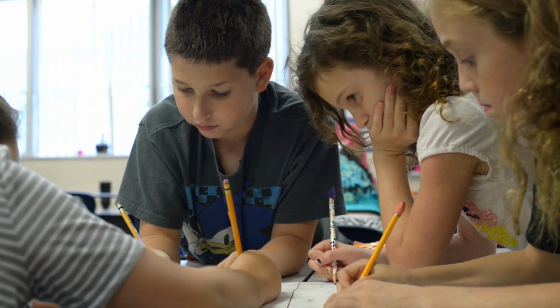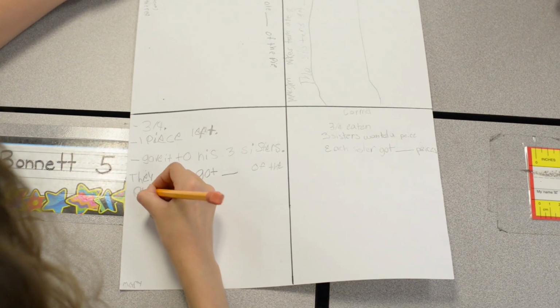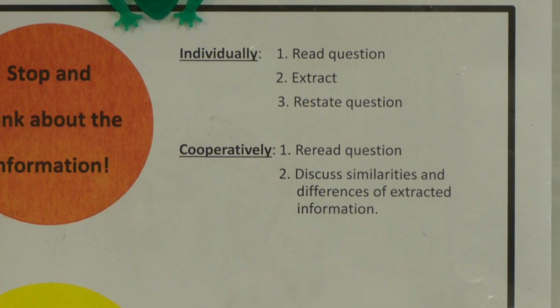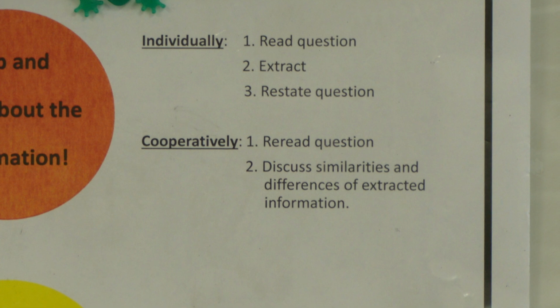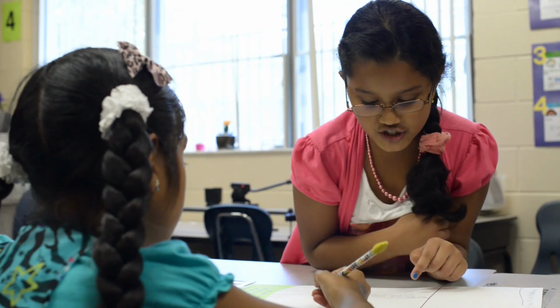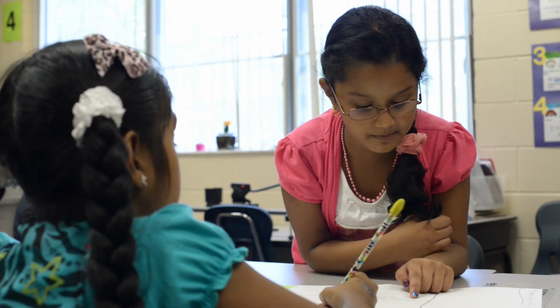Every step of the stoplight has an individual part and then a cooperative part. So that was the individual part for the red light. The cooperative part allows them to take what they did and explain it to their group and own their knowledge. I extracted: Josh and his brother ate 2/3 of a pie.